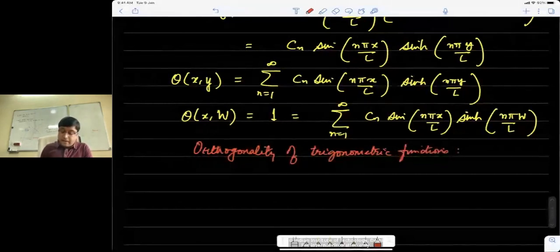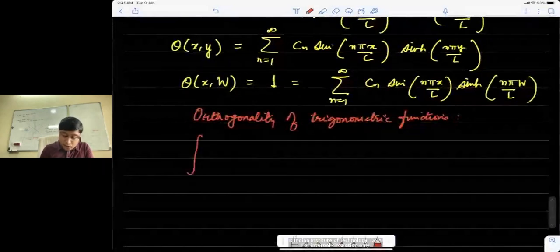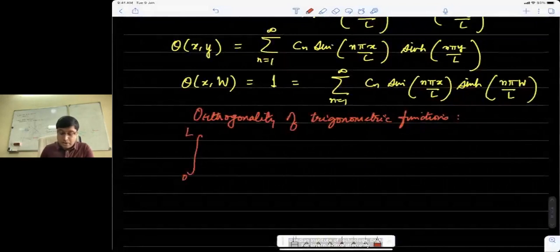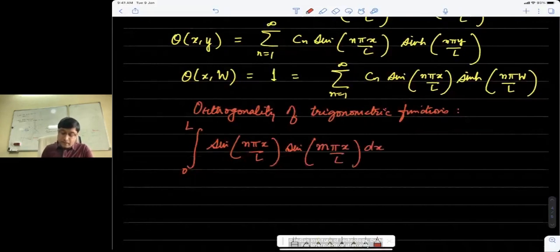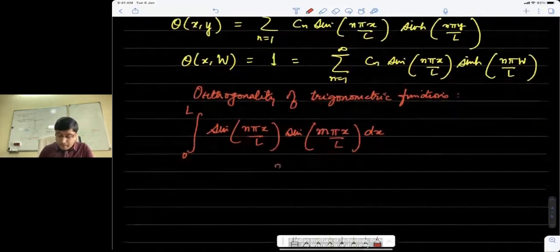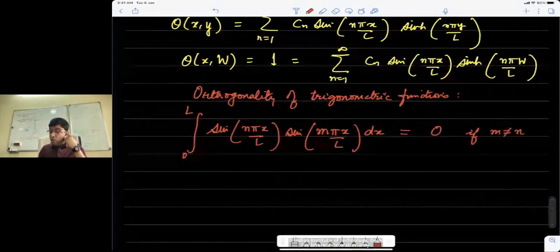And by orthogonality, what I mean here is that if you look at the product, in this specific case, the domain goes from 0 to L. The length x goes from 0 to L. If I look at the integration of the function sine(n pi x by L) times sine(m pi x by L) dx, for some m and n, where m and n are integers, this integral is actually 0 if m is not equal to n, and it is non-zero only if m and n are equal.